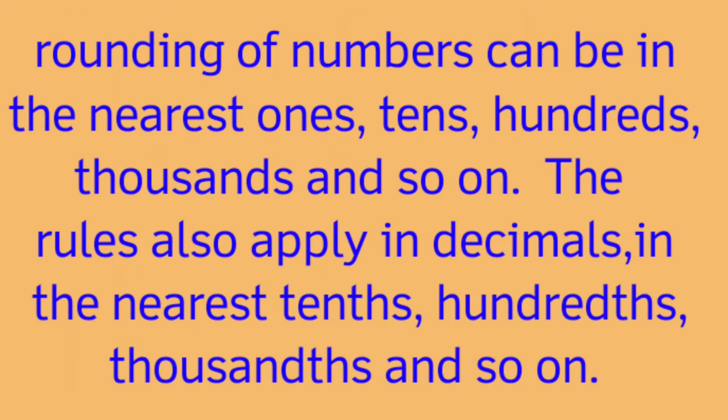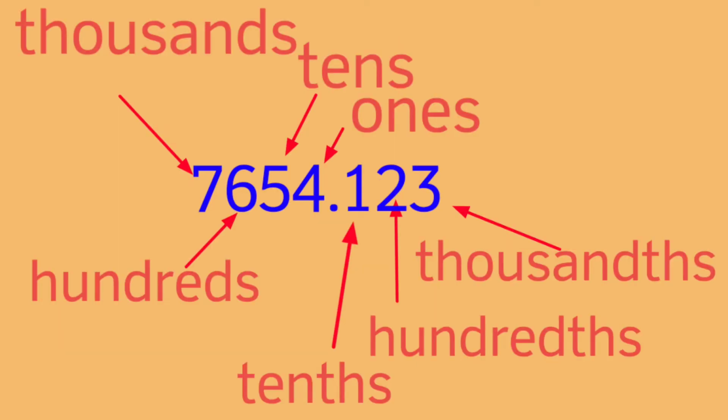Rounding of numbers can be to the nearest ones, tens, hundreds, thousands, and so on. The rules also apply to decimals, in the nearest tenths, hundredths, thousandths, and so on. Let's memorize this one for us to solve rounding numbers easily.